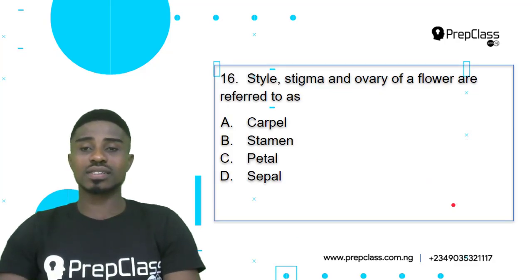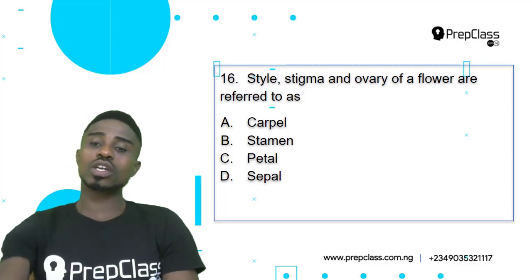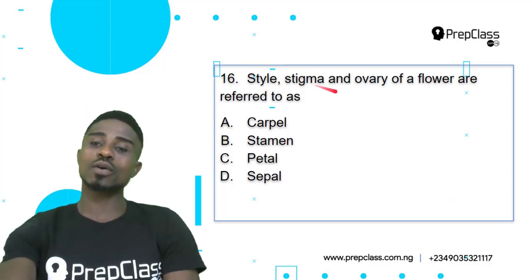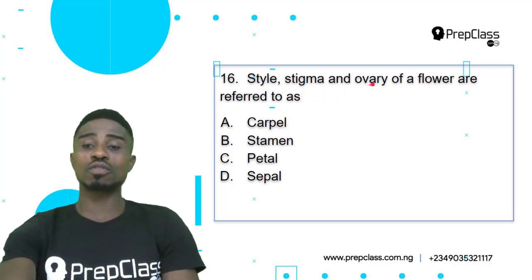Question 16. Style, stigma, and ovary of the flower are referred to as A. Carpel, B. Stamen, C. Petal, D. Sepal. For us to carefully select the correct answer, we would analyze all of the options and see which one best answers our question. Now, when you're talking about style, stigma, and ovary, what will come to your mind is the female reproductive system of the flower. All of these make the female reproductive system of the flower.